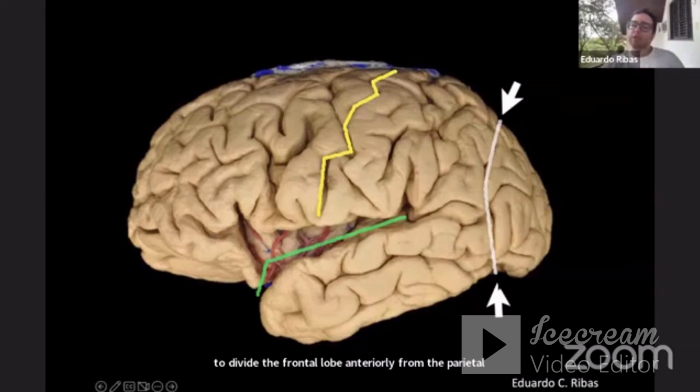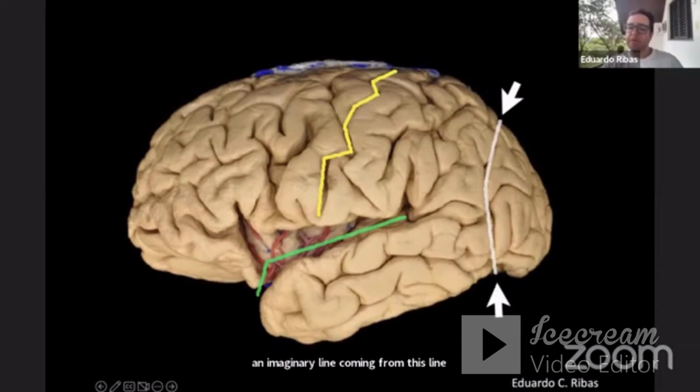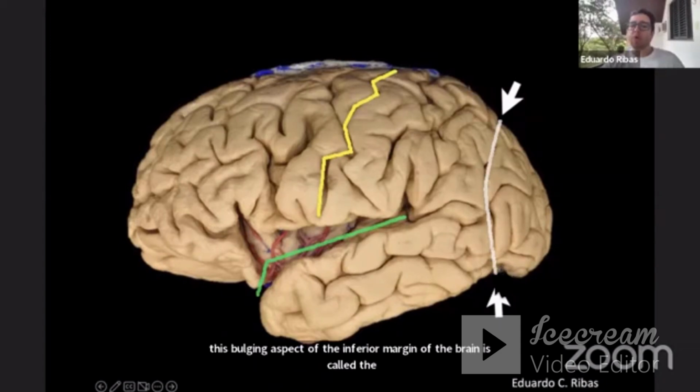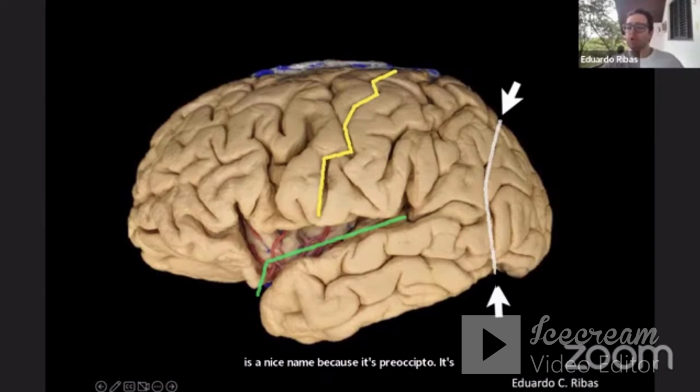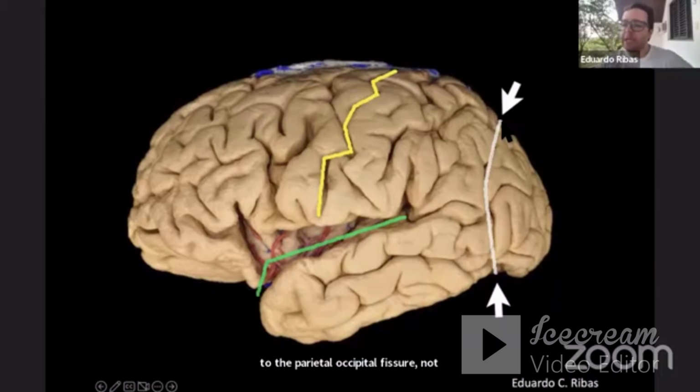Now we're going to trace an imaginary line coming from this bulging aspect of the inferior margin of the brain, called the preoccipital incisure or preoccipital notch. It's a nice name because it's just in front of the occipital lobe. We draw this line from the higher aspect of this notch to the parieto-occipital fissure, not really seen in the lateral aspect of the brain, but easily seen on the medial aspect. We're going to show it later.